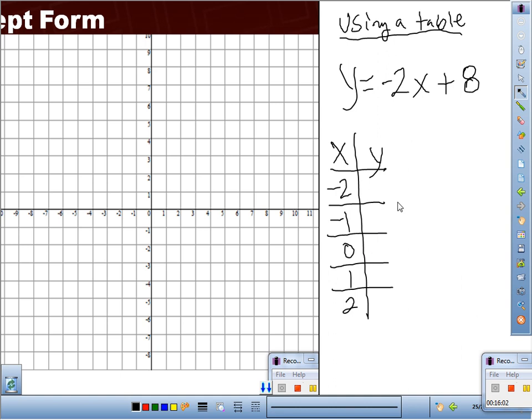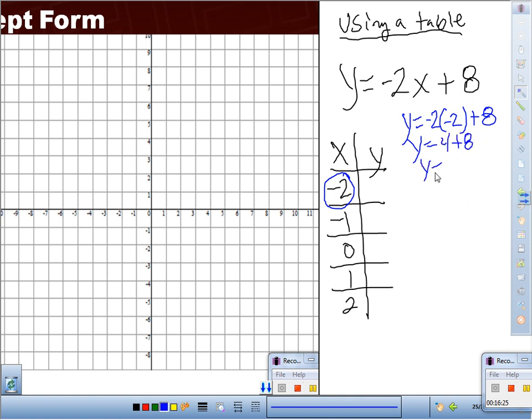Good. So what is my first value that I'm going to substitute in there? Negative 2 instead of X, right? So I write Y equals negative 2, open parentheses, and what goes in there? Negative 2, and then plus 8. What is negative 2 times negative 2? 4 plus 8. What is 4 plus 8? 12, and that goes right there. I'm done with the first value.